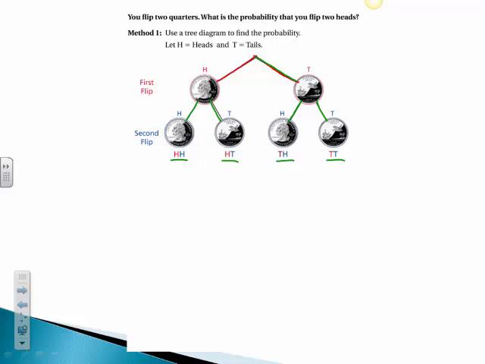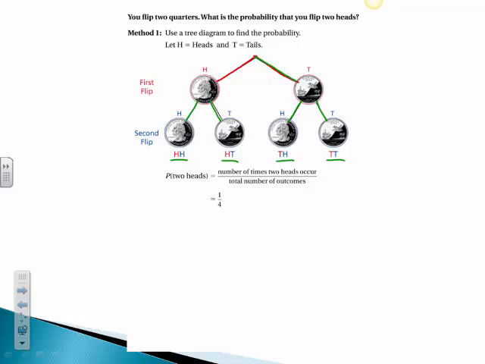It asks, what's the probability of me flipping 2 heads? So all my options for 2 flips is heads, heads, heads, tails, tails, heads, or tails, tails. Only one of those options is heads, heads. So the number of times 2 heads occur is only once out of 4 different possibilities. So my probability is 1/4.